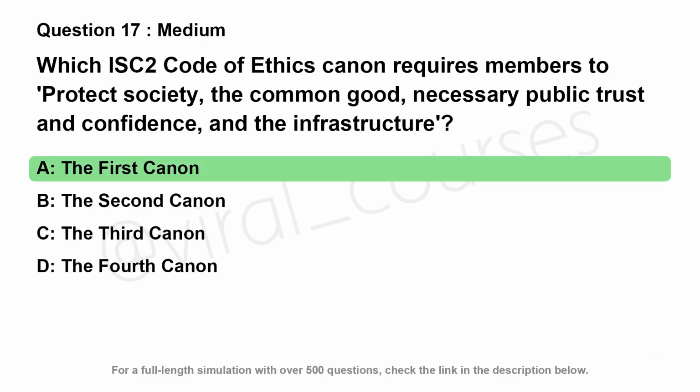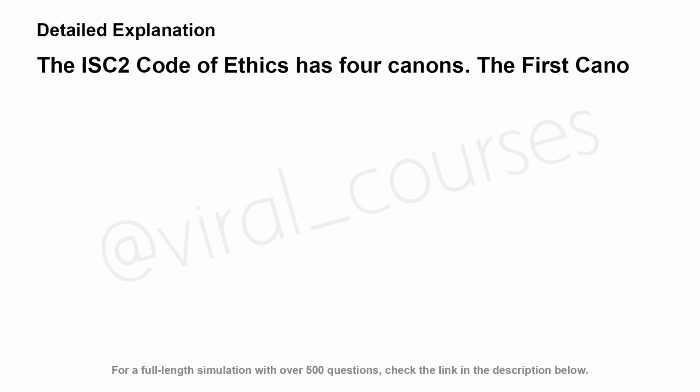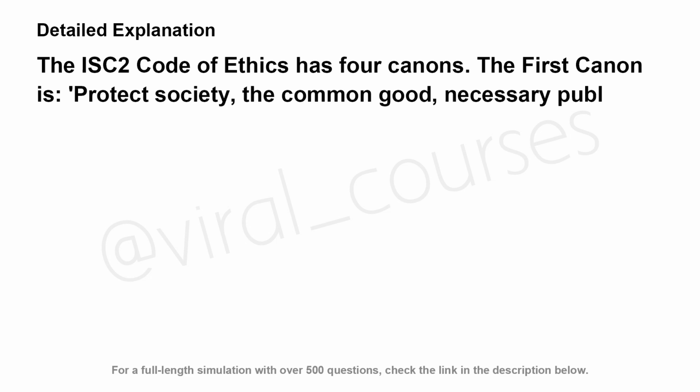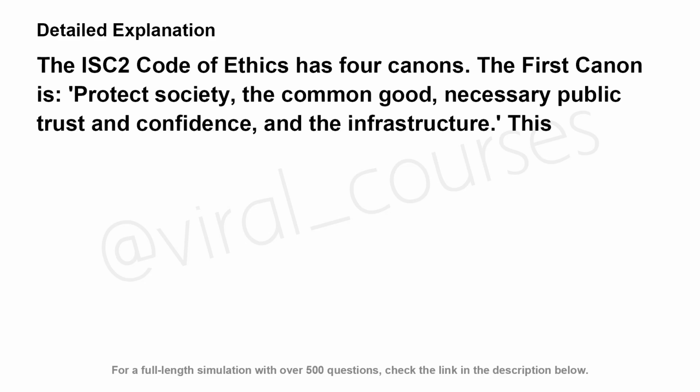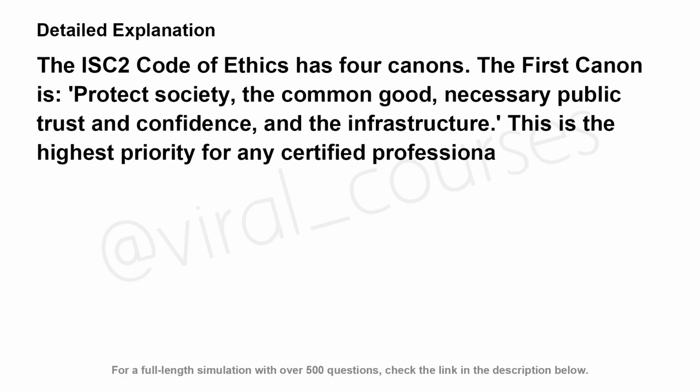The correct answer is A. The ISC2 Code of Ethics has 4 canons. The first canon is protect society, the common good, necessary public trust and confidence, and the infrastructure. This is the highest priority for any certified professional.